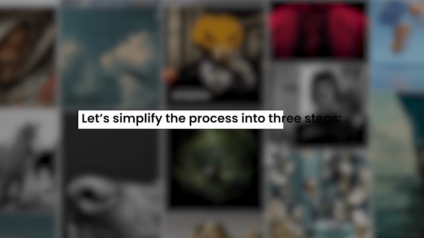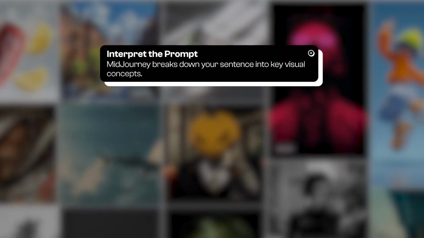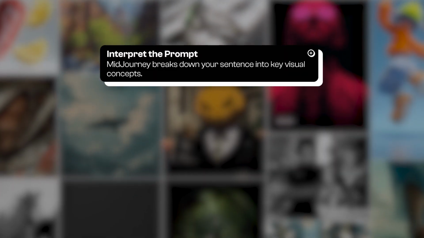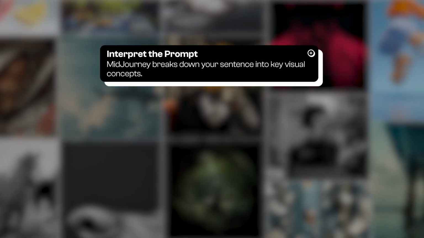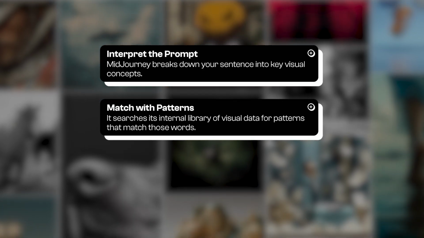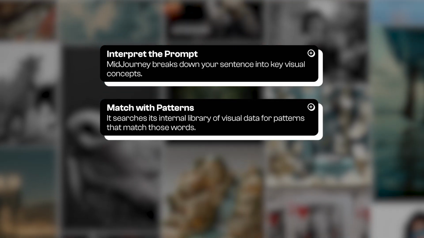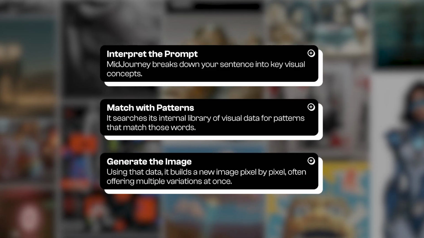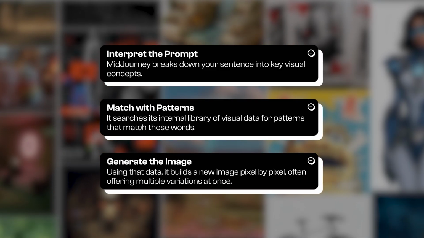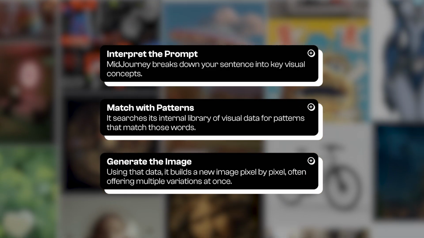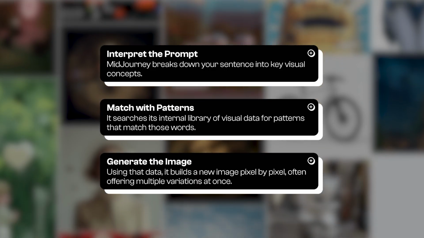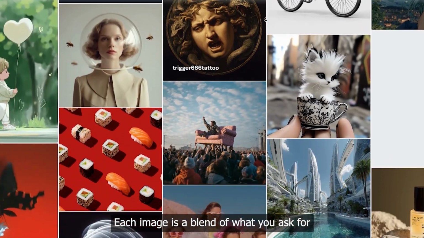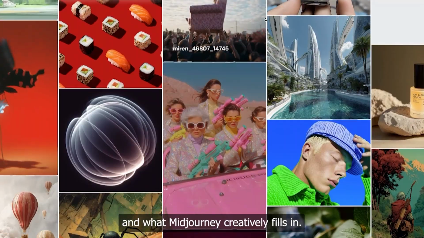Step-by-step breakdown of the process. Let's simplify the process into 3 steps. Interpret the prompt. MidJourney breaks down your sentence into key visual concepts. Match with patterns. It searches its internal library of visual data for patterns that match those words. Generate the image. Using that data, it builds a new image pixel by pixel, often offering multiple variations at once. Each image is a blend of what you asked for and what MidJourney creatively fills in.